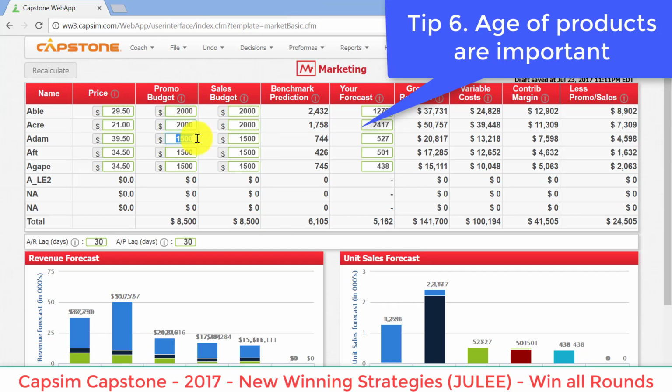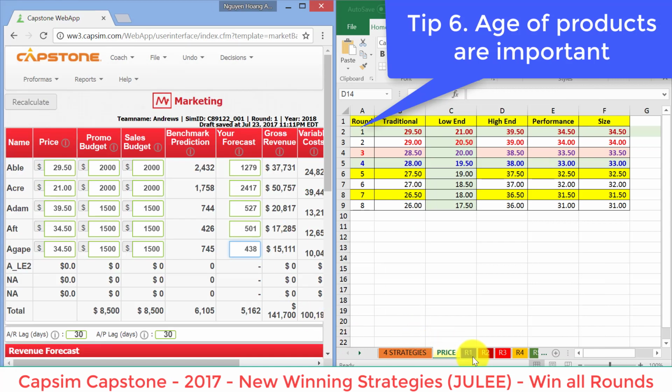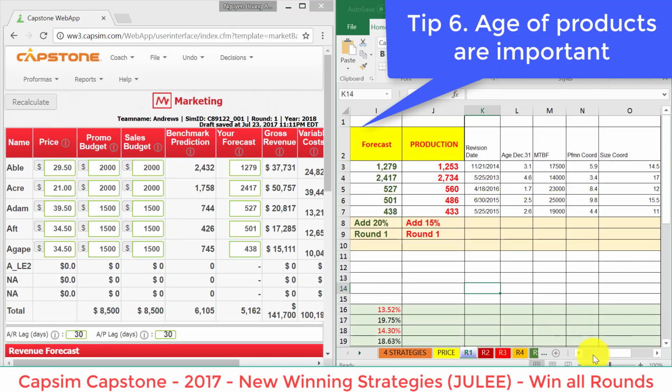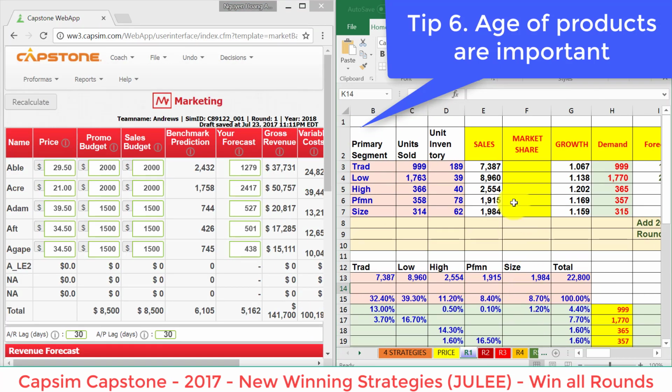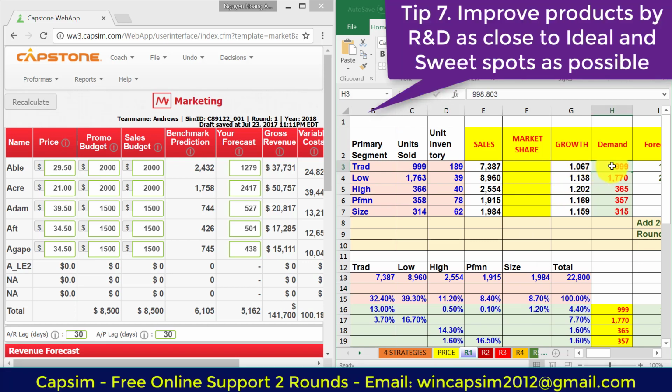And also for promotion and sales budget, it's better we spend 2,000 for both the traditional and low-end products, and for the others we keep 1,500. If you want more detail, we can adjust the budget a little bit by 100 to check whether the benchmark prediction increases or not, and also check out our total sales. But this is the optimal. We can try that if you want.